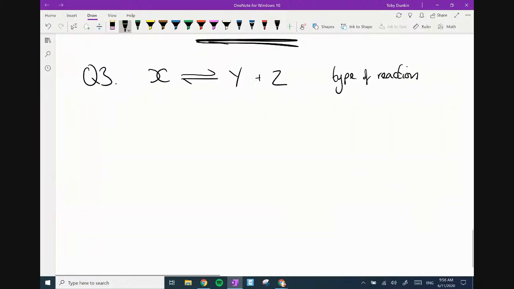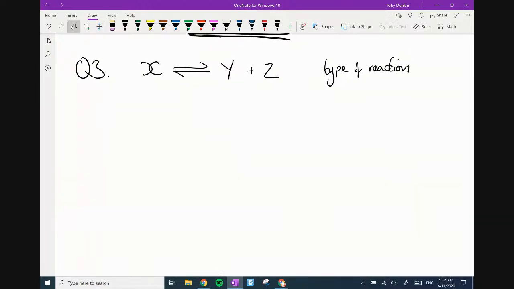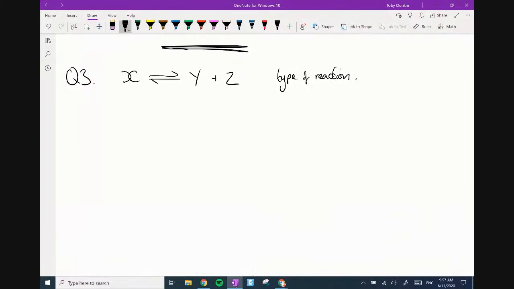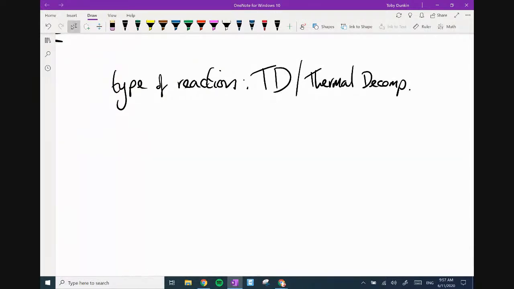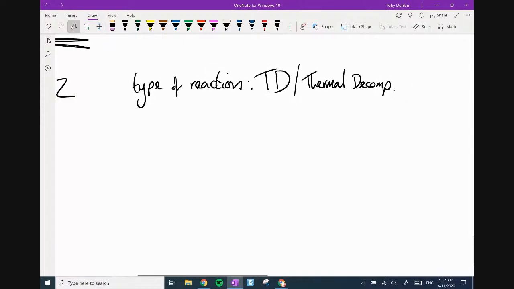Type of reaction. I'd love to ask my year 10s that. I bet they'd know it. I've done this with them recently. Yeah, I'm not trying to belittle you or anything. Well done, Ivan. Smashed it. It's a TD. It's a Mr. Duncan. It's Toby Duncan. Sorry. Thermal decomposition. Oh, it's a thermal decomp. Well done, Ivan. Totally on it. Really impressed, dude. Well done. It's a thermal decomp. Outstanding. Well done, Emma. Well done, Ben. Good job. You guys are on this.